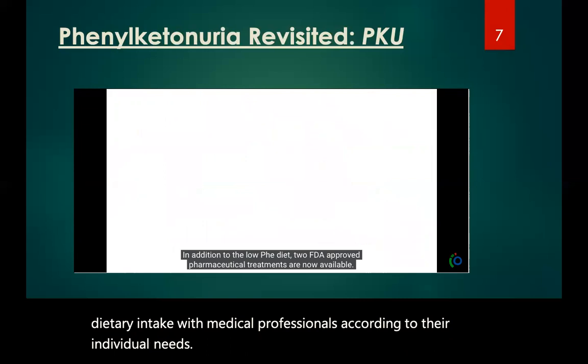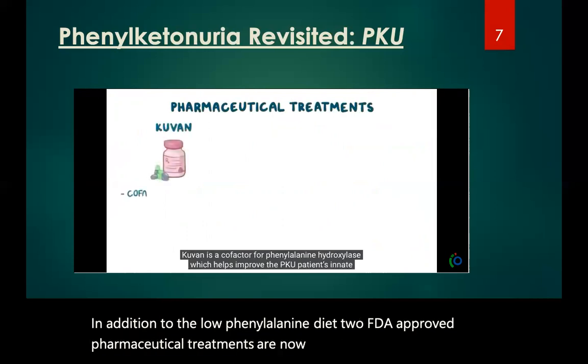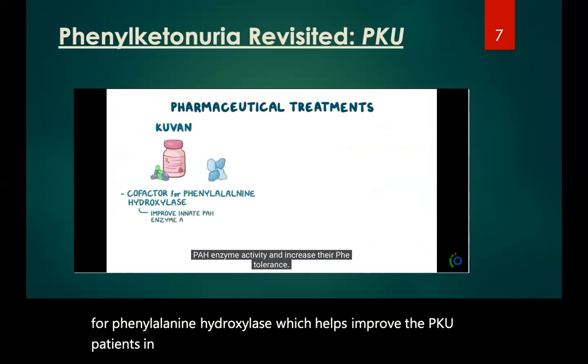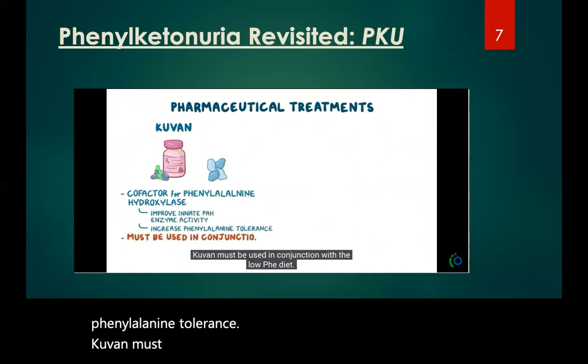In addition to the low phenylalanine diet, 2 FDA-approved pharmaceutical treatments are now available. Kuvan is a cofactor for phenylalanine hydroxylase, which helps improve the PKU patient's innate PAH enzyme activity and increase their phenylalanine tolerance. Kuvan must be used in conjunction with the low phenylalanine diet.